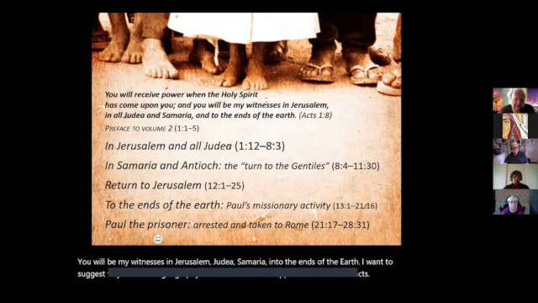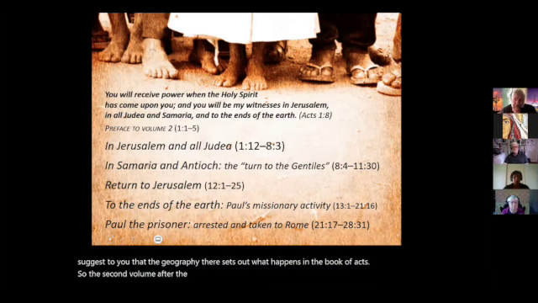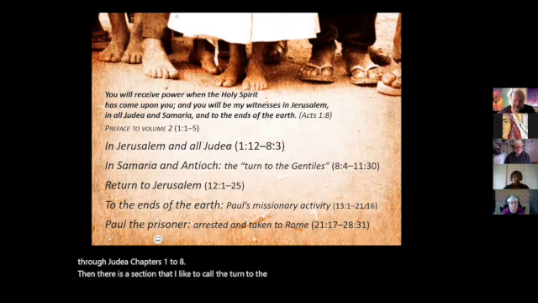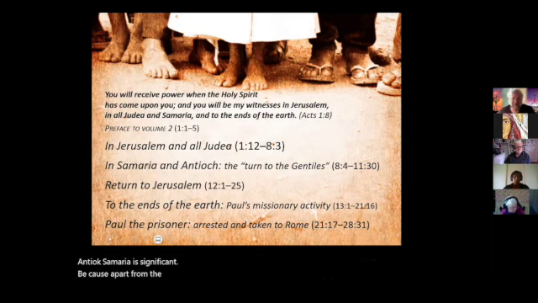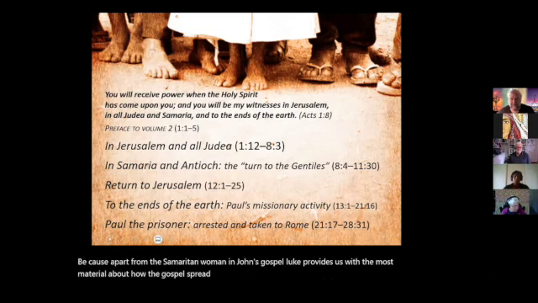So the second volume after the preface, the book of Acts, begins in Jerusalem and spreads through Judea, chapters 1 to 8. Then there is a section that I like to call the turn to the Gentiles. It's largely in Samaria and Antioch. Samaria is significant because apart from the Samaritan woman in John's Gospel, Luke provides us with the most material about how the gospel spread amongst the Samaritans. So that's narrated in chapter 8.